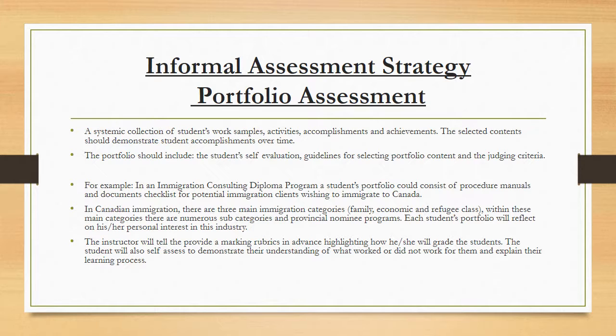So what is it? Well, it is a systematic collection of students' work samples, activities, accomplishments, and achievements. The selected content should demonstrate a student's accomplishment over time. The portfolio should include the student's self-evaluation, guidelines for selecting portfolio content, and the judging criteria, which, in other words, are the marking rubrics. So for example, in an immigration consulting diploma program, a student's portfolio could consist of a procedure manual and a documents checklist for potential immigration clients wishing to immigrate to Canada.